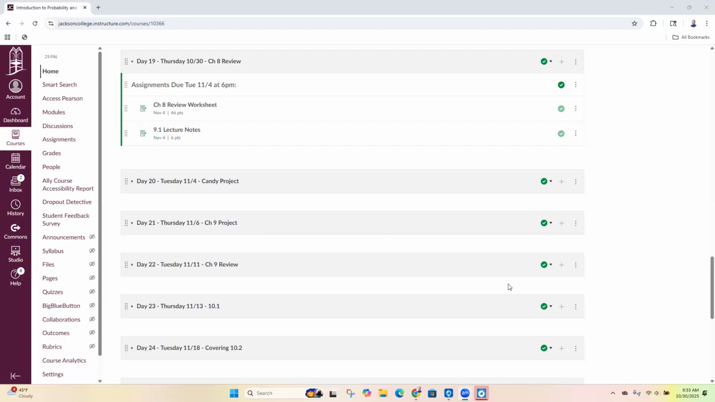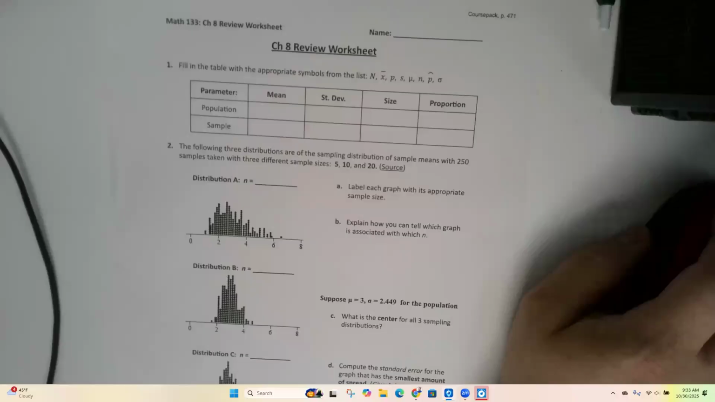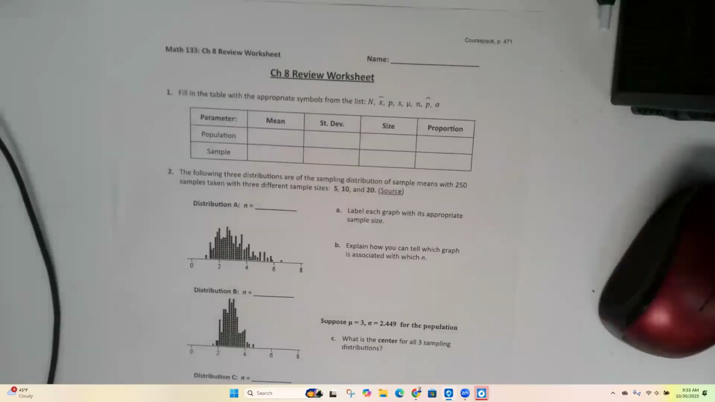Okay, so let's go to our chapter 8 review. Today is on page 471 in your course pack. Page 471. Now chapter 8 was all about the central limit theorem, and in the central limit theorem, we talked about sampling.